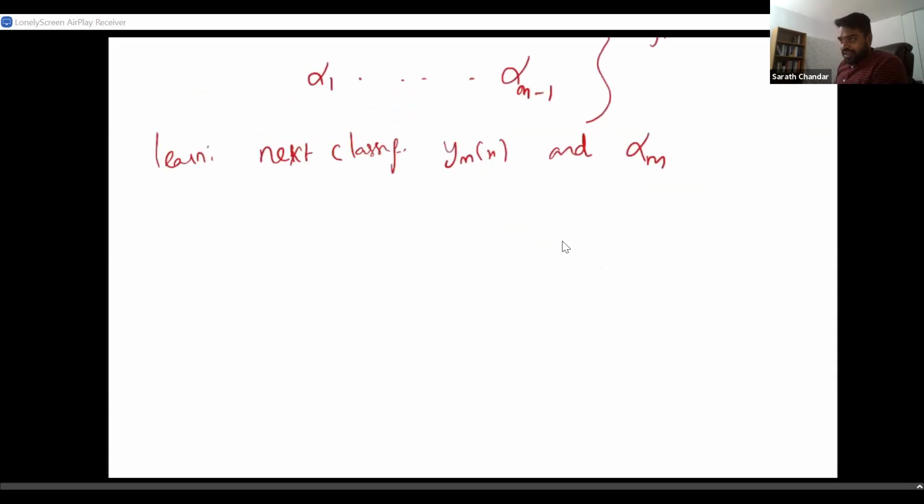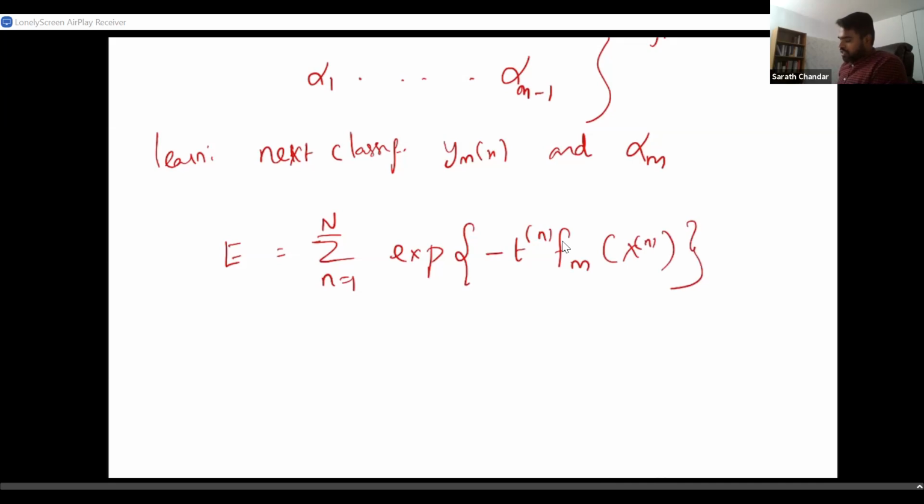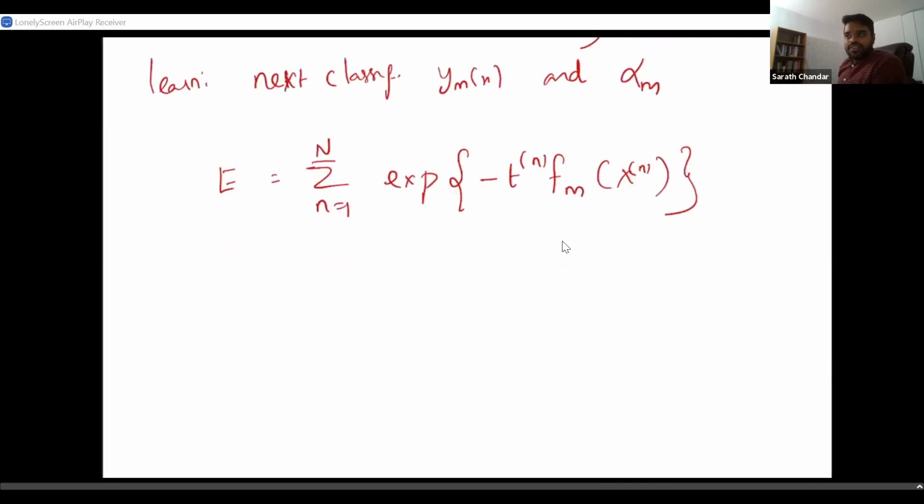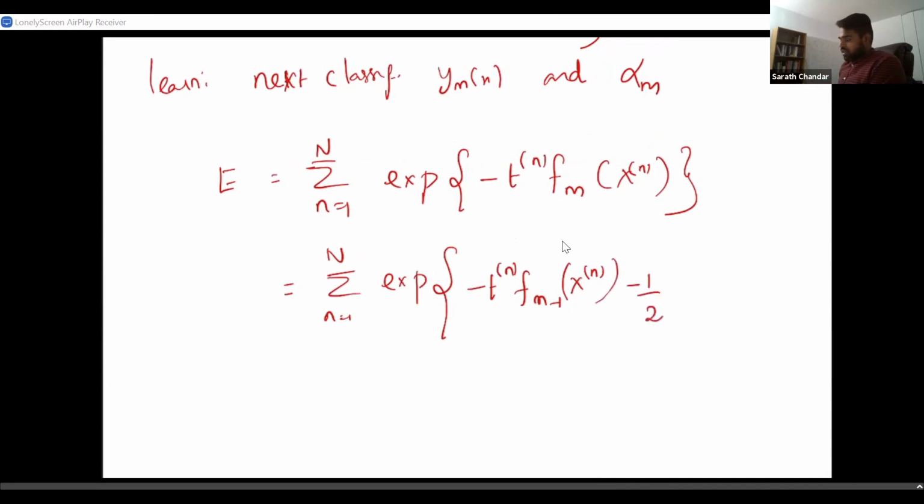Now I can go back to my error function, which was summation over n equals 1 to capital N of exponential of minus t of n fm of x of n. So this was my error function. Now I'm going to separate out the m minus 1 things from this error function. How am I going to do that? I'm going to make this a summation over n equals 1 to capital N of exponential of minus t of n fm minus 1 of x of n, and just put this final classifier separately: minus 1 over 2 t of n alpha m ym of xn.